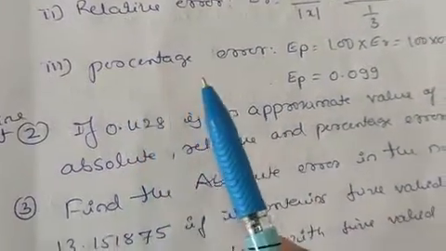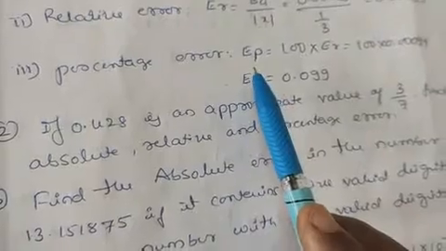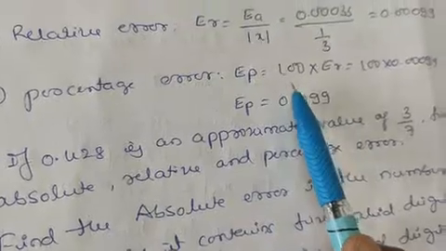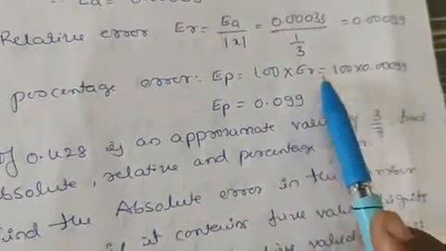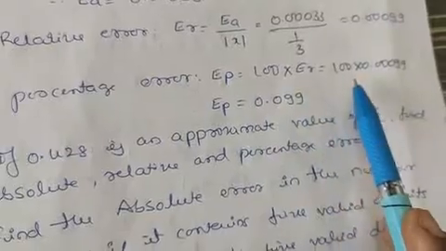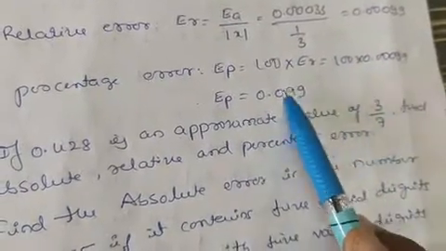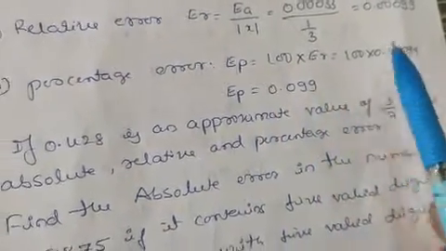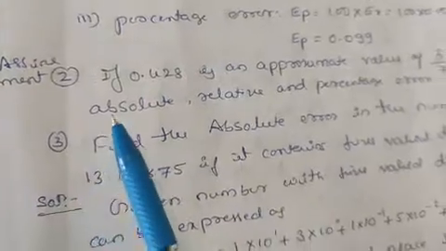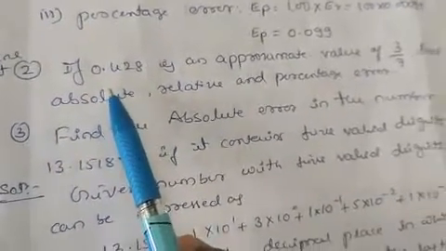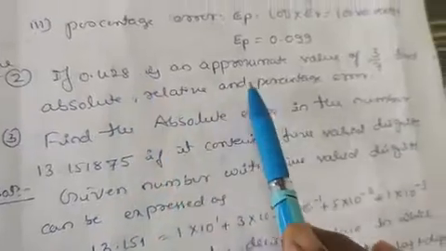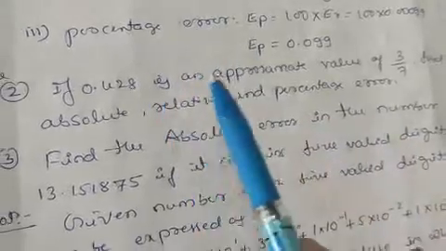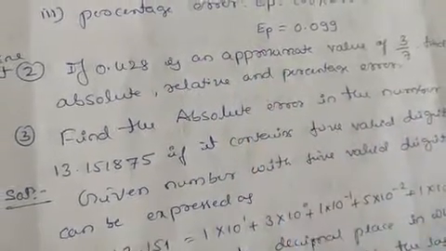Next is percentage error. Percentage error, denoted by EP, is, we know from the definition, 100 into ER, which is 100 into 0.00099. Multiplying these two, you will get percentage error equal to 0.099. This is the same example, you have to do this one yourselves. That is, if 0.428 is an approximate value of 3 by 7, then find absolute, relative and percentage error. This is exactly the same as the previous example. You can do this yourself afterwards.